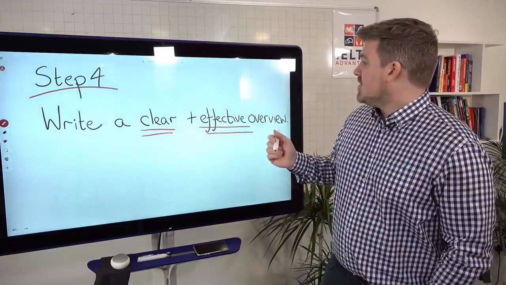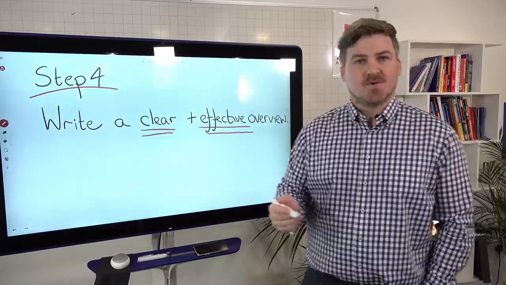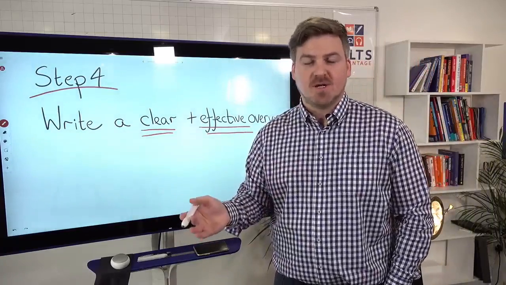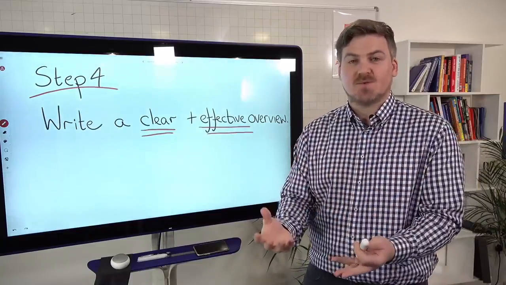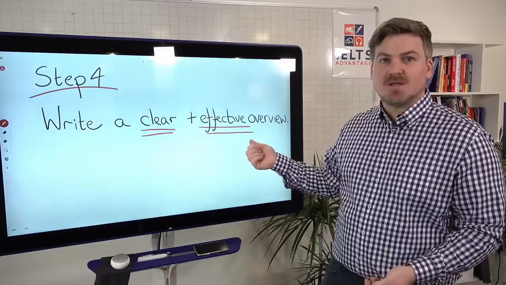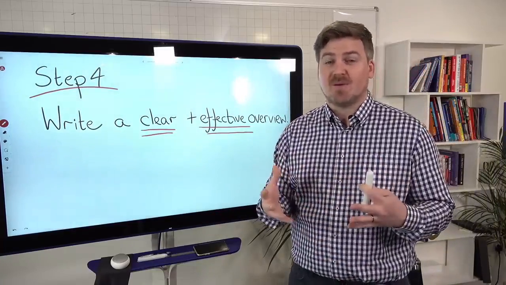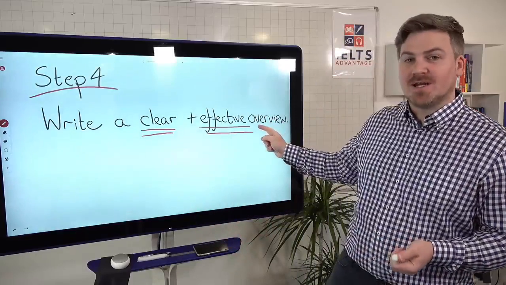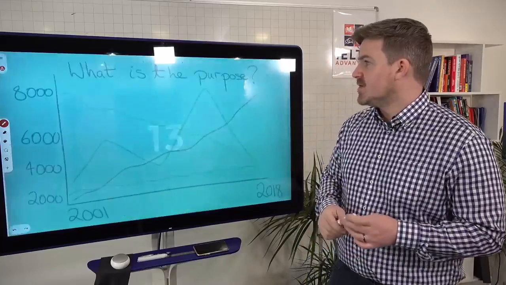Step 4, this is probably the most important step. Without a clear and effective overview, you forget about getting a 7 or above. You cannot do it. Many people struggle for years with Task 1 Academic because they never learn this. It doesn't matter how much work you put in, it doesn't matter how good your grammar and vocabulary get, it doesn't matter how good your structure is. If you don't learn how to write a clear overview, you're never going to improve. So really focus on this.